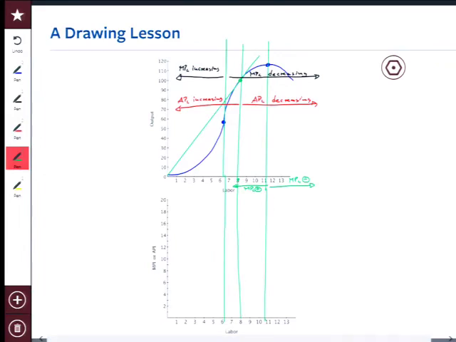Okay, these are the 3 ones we need. Let's start with the average product of labor. The average product of labor to the left of this curve is increasing. To the right, it's decreasing. So that's the average product of labor.